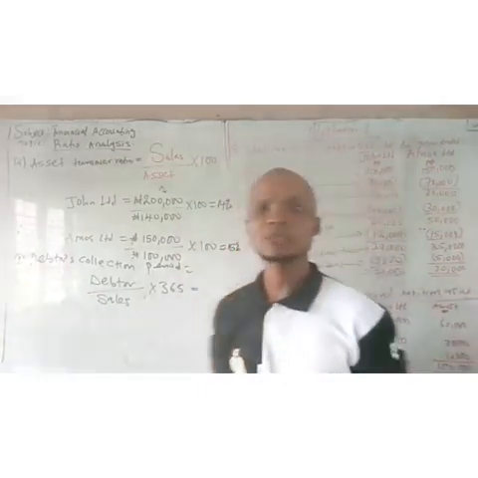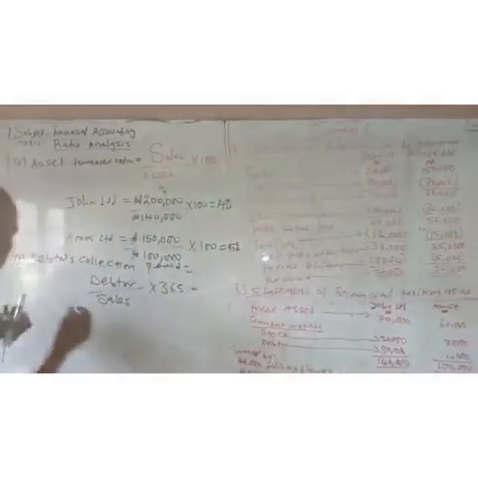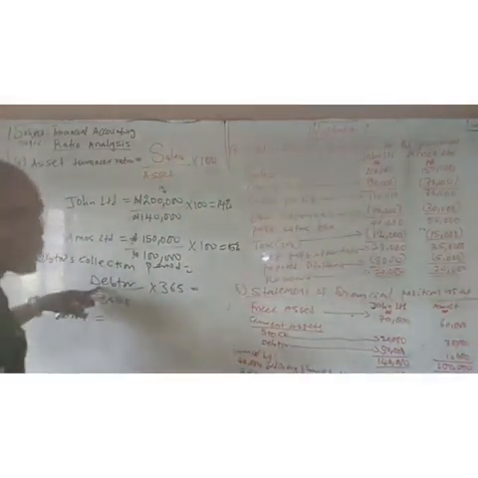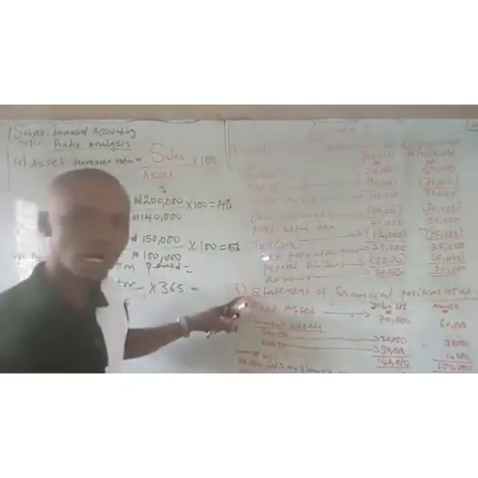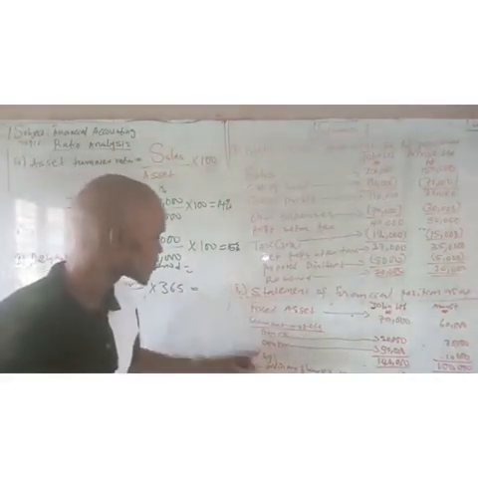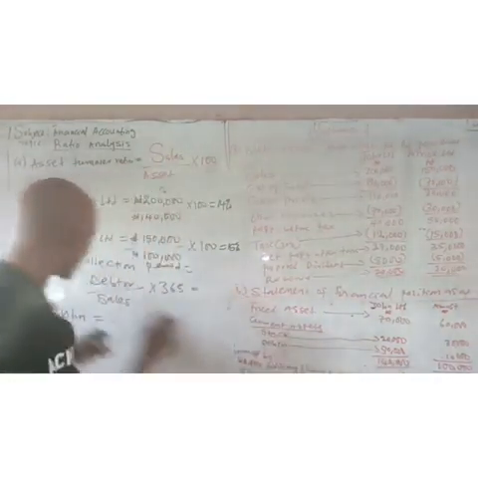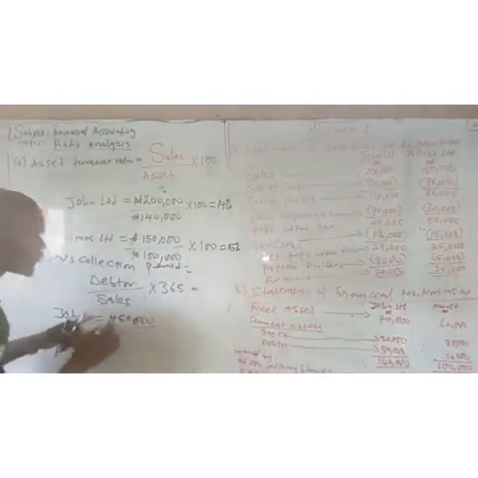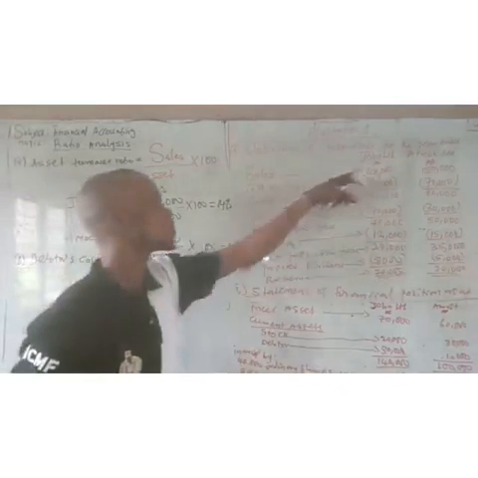Now let's pick them one after the other. Let's pick John Limited. What is the debtor of John? Looking at the statement of financial position, the debtor for John is 50,000 naira. We bring down 50,000 naira all over the sales of John, which is 200,000 naira.